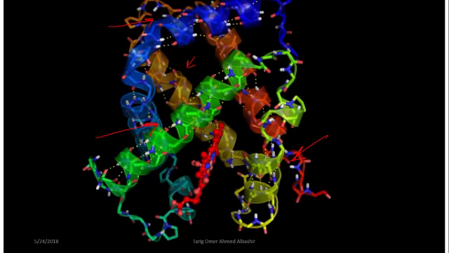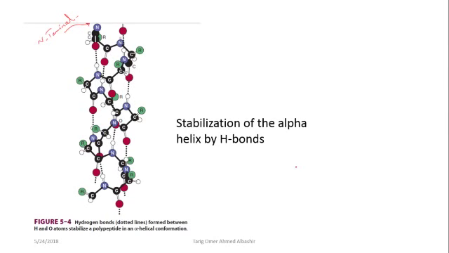Around 4 helices structures, and as we mentioned earlier, the stabilization of the alpha helix is done by the hydrogen bonds.